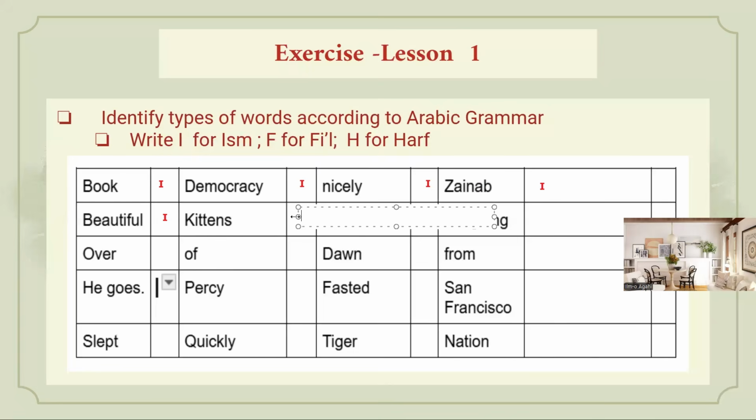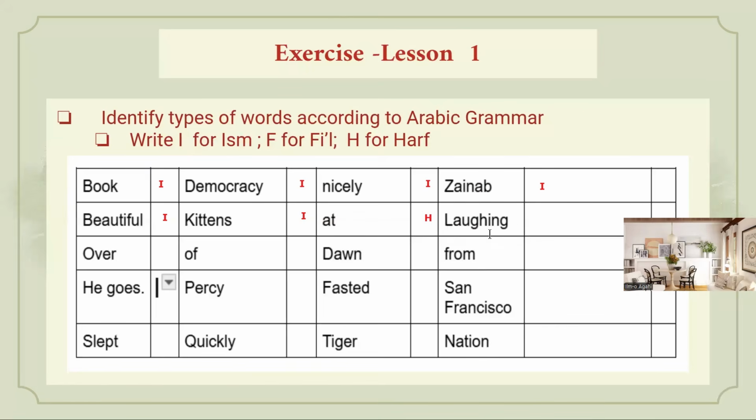Kittens, again ism. At, is it the name of a person or a pronoun, or what type of word is this? At. Does it make sense? Bus at the station. If you say bus at the station, then it makes sense. But if you say only at, then it doesn't make sense. So it means this is harf.